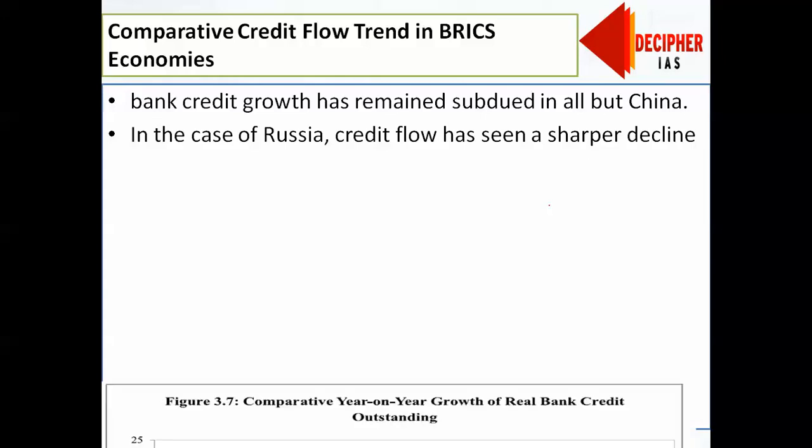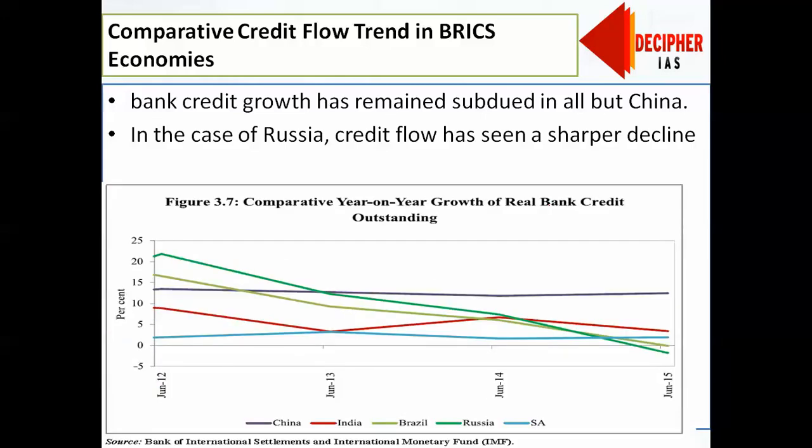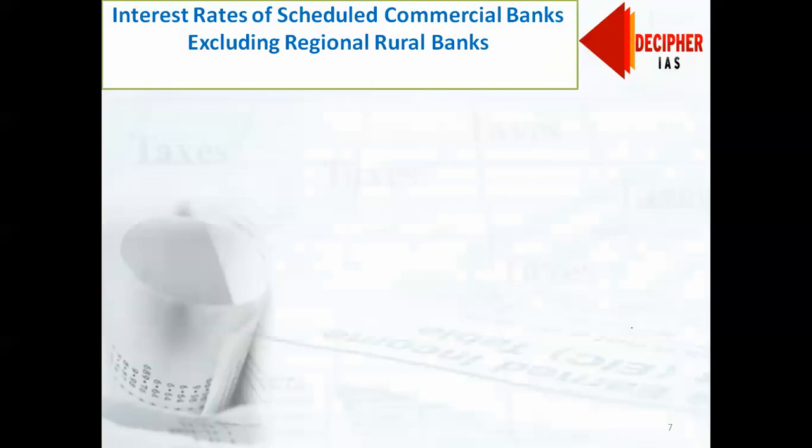So this graph will show you clearly what I have told you above. See, this purple line is for China. It has remained stable. The credit given has remained stable. India is at second number. It has a zigzag pattern. First till June 13, the credit was falling, then it rose till June 14, and then it's again falling. Okay, so the worst performance is given by Russia, as shown by this green line here. Till June 15, it has the least real bank credit outstanding. So let's move ahead to the next slide.